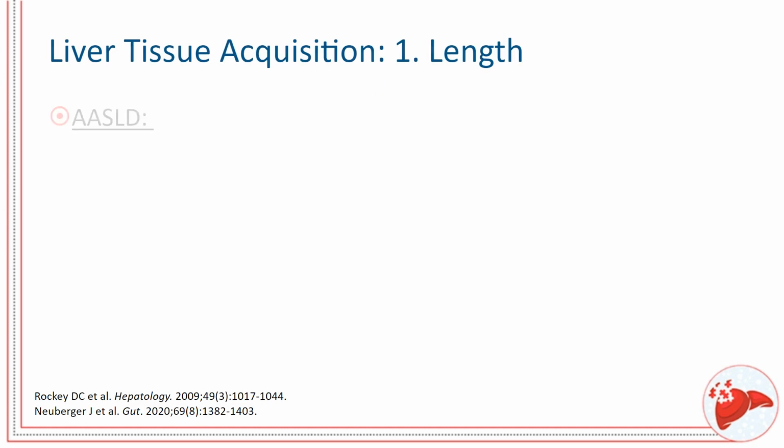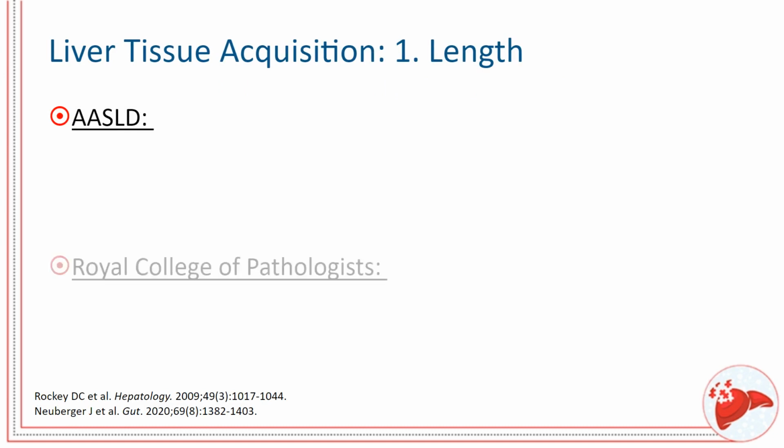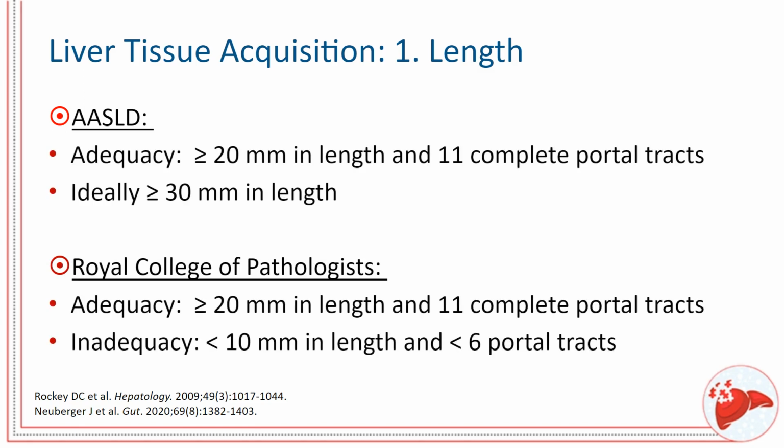According to the American Association for the Study of Liver Diseases and the British Royal College of Pathologists, both recommend a liver biopsy of at least 20 mm in length with the presence of at least 11 complete portal tracts. Ideally, a size of 30 mm in length is recommended. If a liver biopsy is less than 10 mm in length with less than 6 complete portal tracts, the biopsy is inadequate.